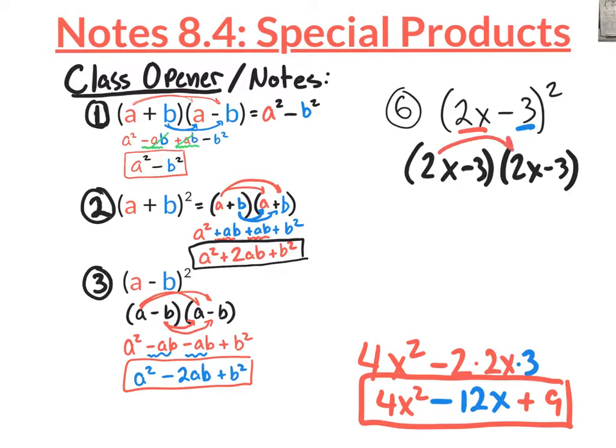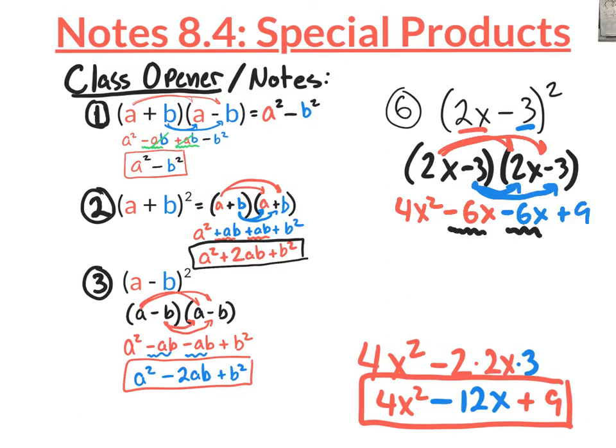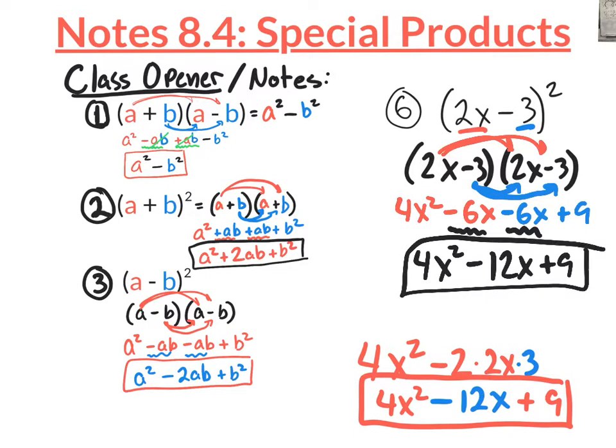So, okay, 2x times 2x, 4x squared. 2x times negative 3, negative 6x. Negative 3 times 2x, negative 6x. Negative 3 times negative 3, positive 9. So we combine those middle terms, getting a negative 12x, and you have the 4x squared in the front and the plus 9 at the end. Notice that it's the same answer, and I would actually rather write it twice and show my work and combine like terms.